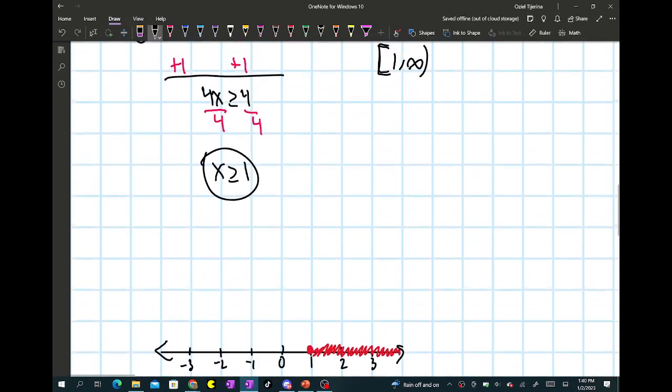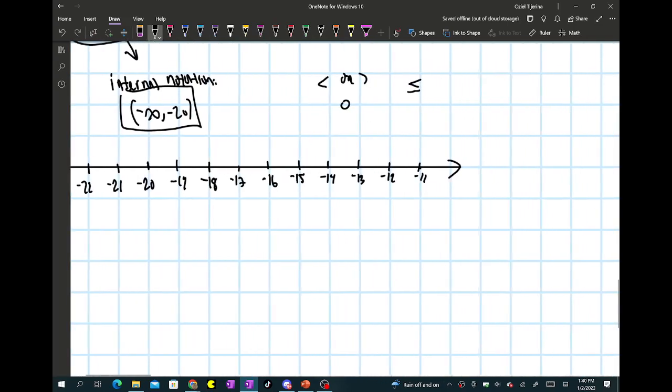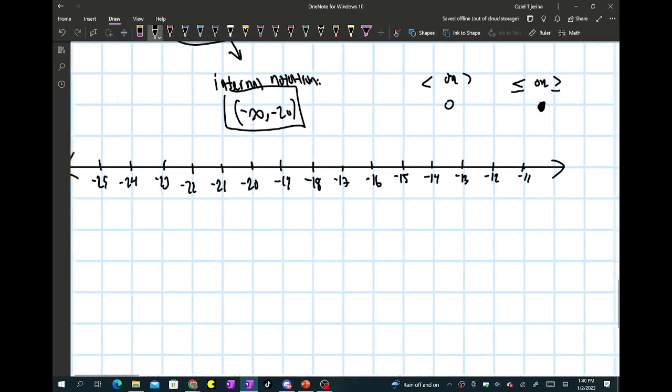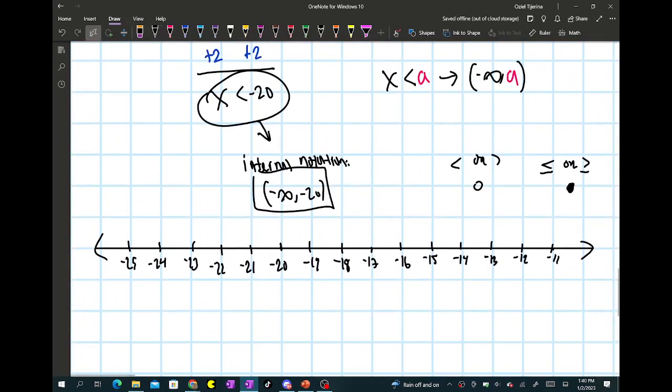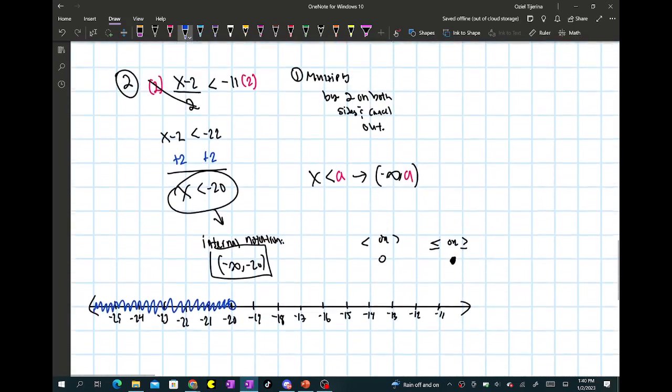Now, instead of a closed dot, we're going to do an open dot. So when it's less than or greater than, we do an open dot. When it's less than or equal to or greater than or equal to, we do a dark circle or a closed dot, right? So we're going to put it at negative 20. So it would be like this, and then we're shading all the real numbers that are less than negative 20. So it'd be like this, right? So that is how you do this one. Okay.